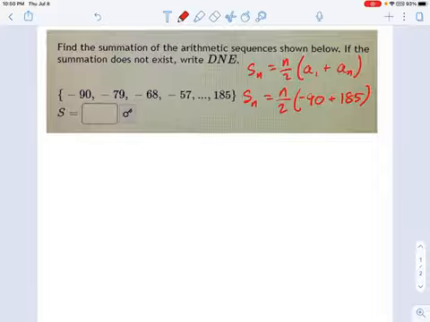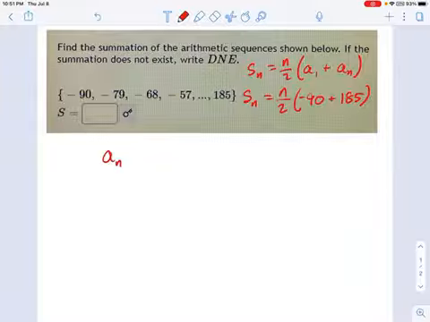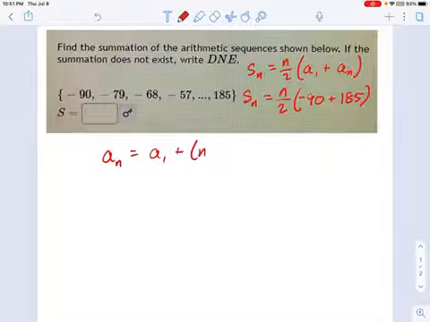So what we have to do in this case, we're stuck, right? We've used the summation formula. We've reached a point where we don't know how to proceed. We don't know how to find n. So what I want you to do is turn to the other formula. Remember our old friend, the explicit formula for an arithmetic sequence: an equals a1 plus (n minus 1) times d.